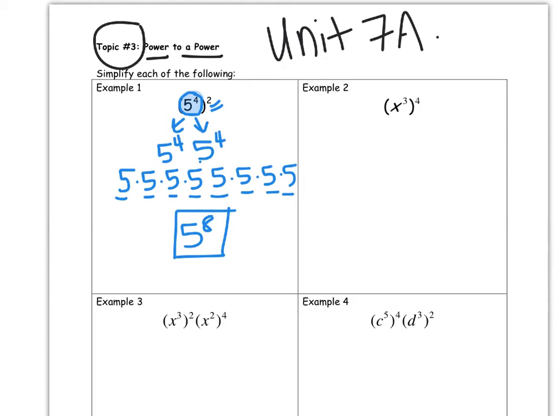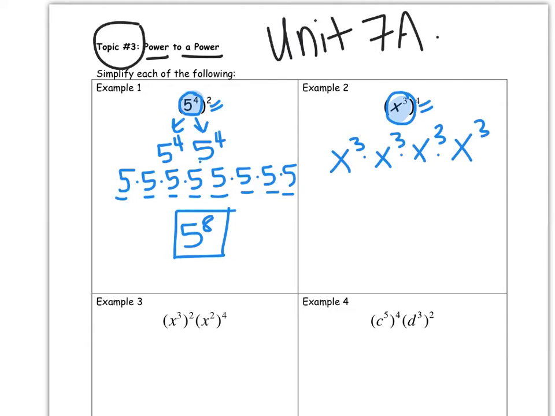This time, what's inside the parentheses is x cubed. So I'm going to treat x cubed almost like a stamp, and I'm going to stamp it 4 times. X cubed, x cubed, x cubed, x cubed. And I know that these are all multiplied together. Now I just keep track of these. So I'm going to count these as I go.